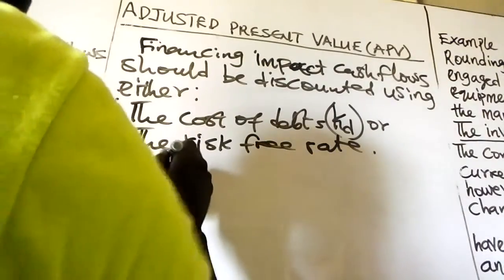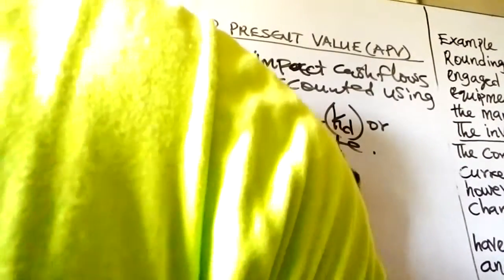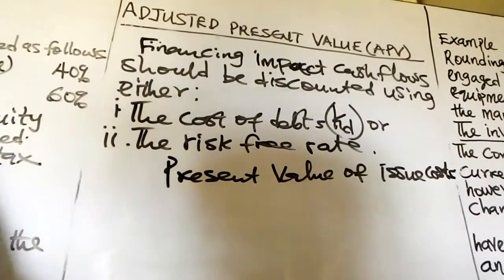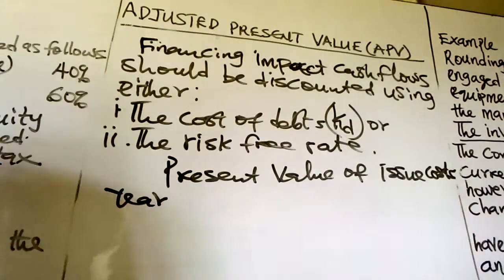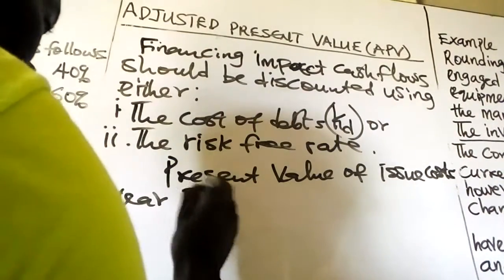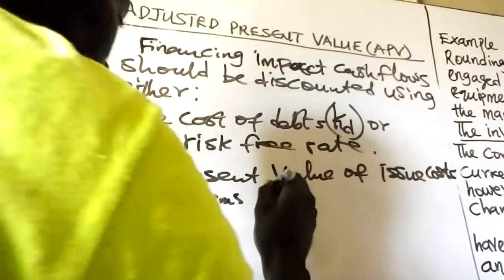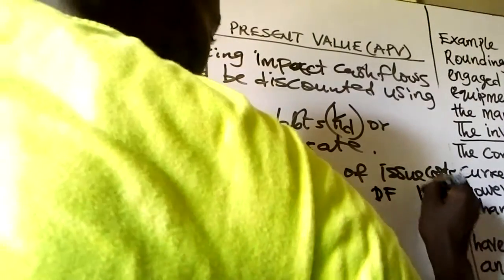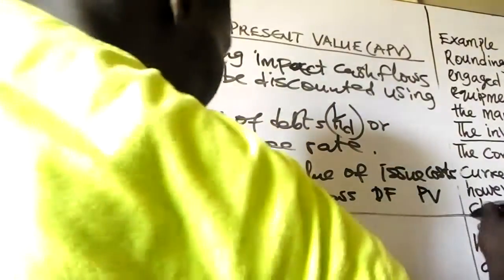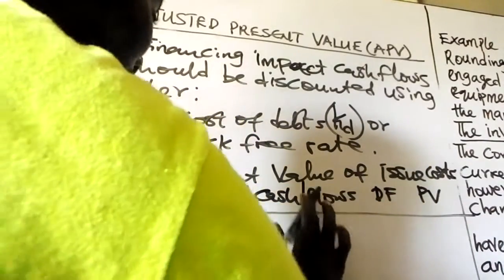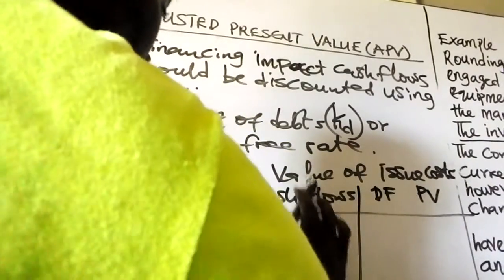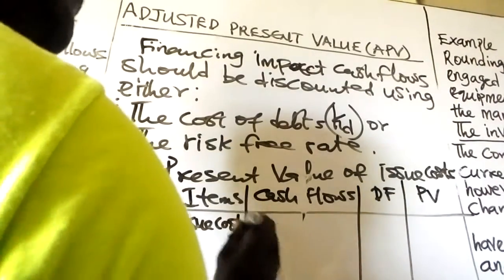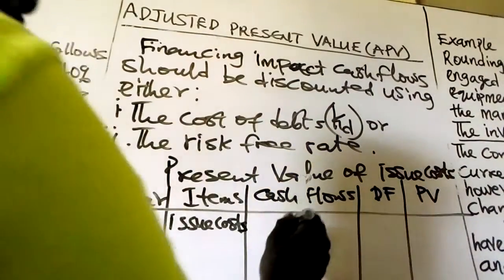Present value of issue cost. You are going to have the year, then the items, then the cash flows, then the discount factor, and the present value. Issue cost should be treated as an outflow in year zero. So we have year zero issue cost, both equity issue cost and debt issue cost, the amount involved.